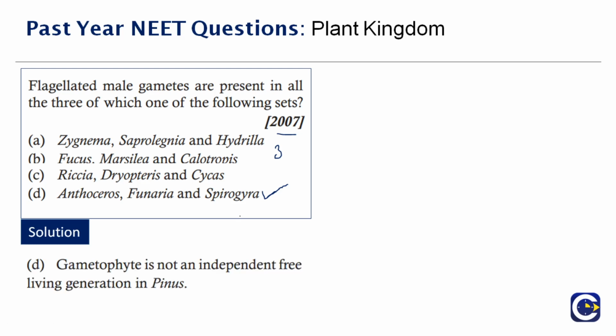Funaria and Spirogyra. As we already saw in the earlier slides, once the gametophyte remains confined in the sporangia and is dependent on the sporophyte, then it cannot be independent and free living. So when we talk about a flagellated system, we cannot take into account cases where the gametophyte remains confined in the sporangia. Once it is flagellated, it has a system where it can be motile and can move freely. That system is followed in these 3 organisms, Funaria, Spirogyra and Anthoceros. Therefore, the correct answer to this question is option D.